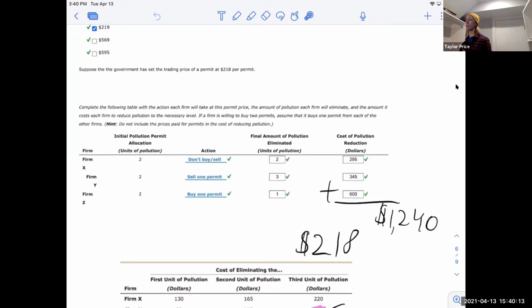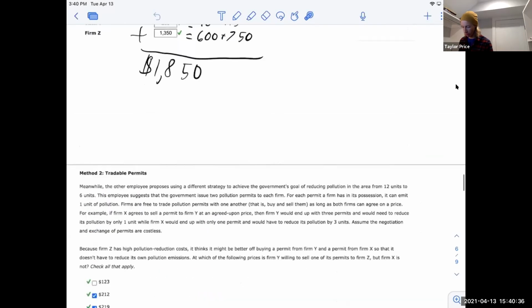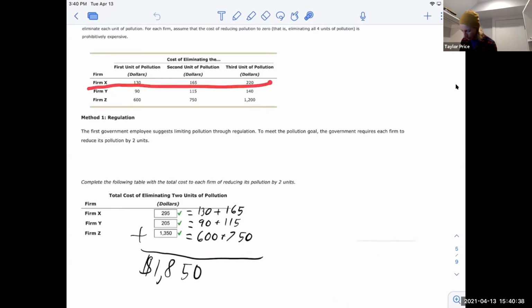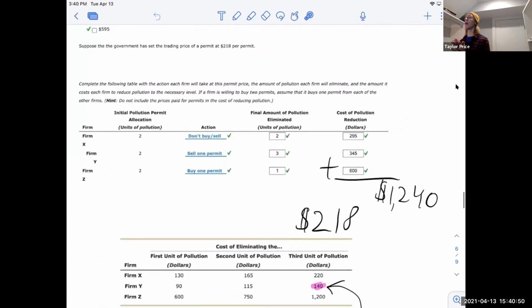Each firm is given 2 permits, and then they can either not buy or sell, sell 1, buy 2, sell 1, or sell 2. So what we need to determine is who's going to sell the permits. If I go up to firm X, their cost to eliminate pollution, the first unit is 130, and the next is 165. Because of that, they are not going to buy or sell pollution permits.